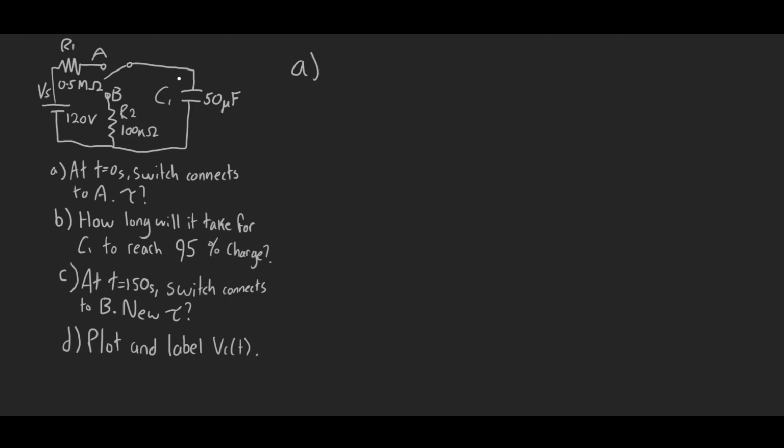When the switch connects to point A, the time constant will be equal to 0.5 mega ohms, or in other words 0.5 times 10 to the power of 6, multiplied by 50 microfarad, in other words 50 times 10 to the power of minus 6. And this will give us an answer of 25 seconds for our time constant.